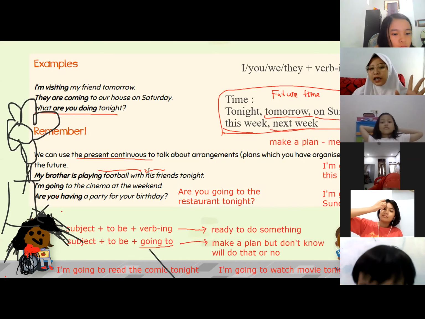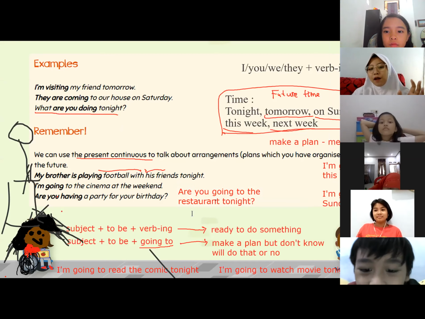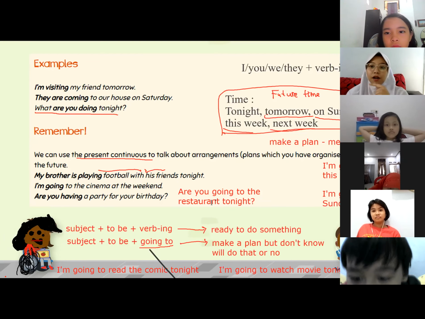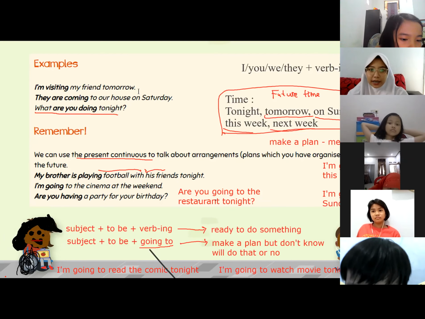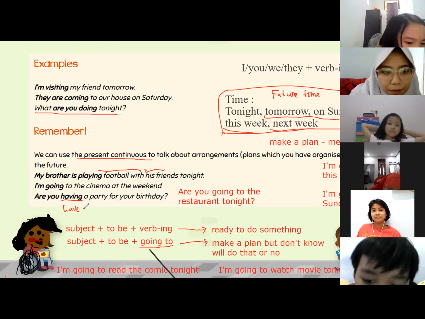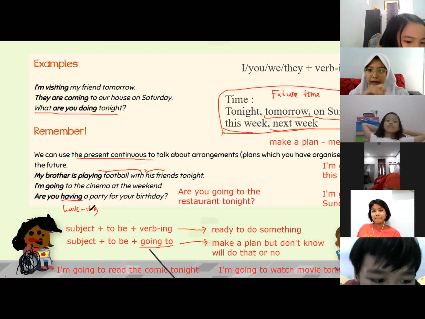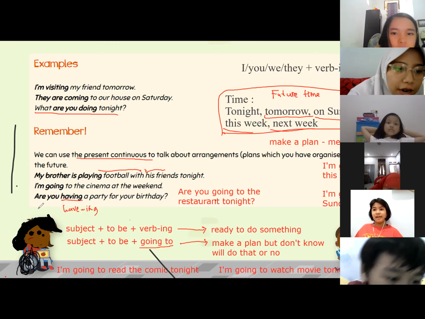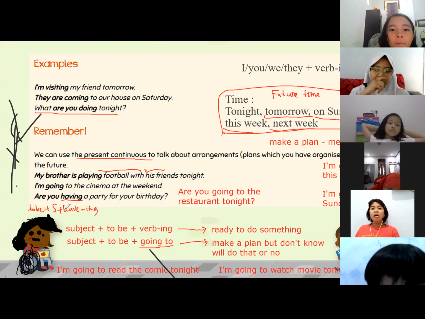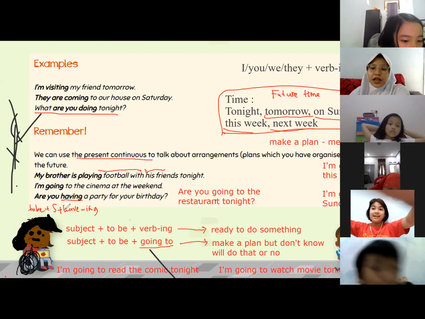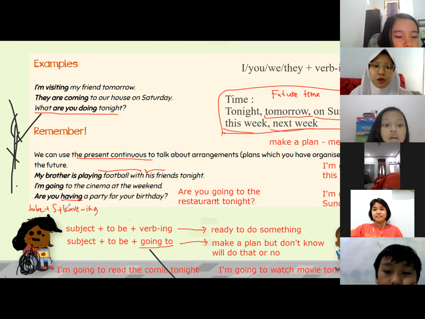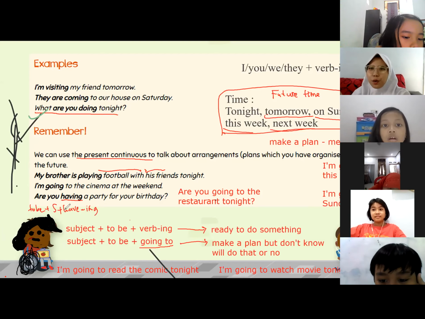That is how to ask, guys. You have to use to be and then the subject and then verb-ing like this. This is verb-ing, right? Having. That is having. Are here is the to be, plus subject, plus having. Can you ask your friend, Sibyl? Let's try to make a question like this. Are you having, or are you going, or are you doing, something like that?